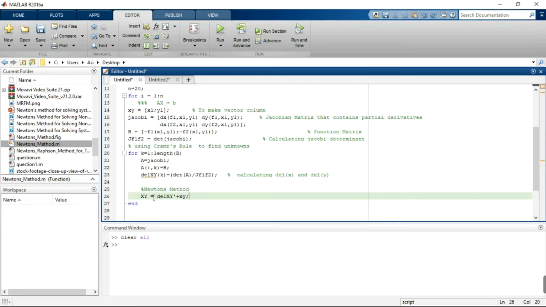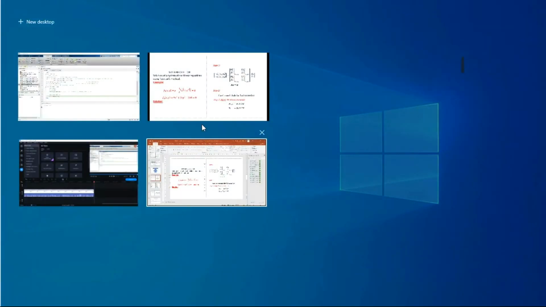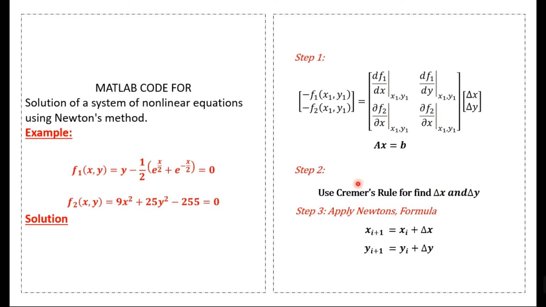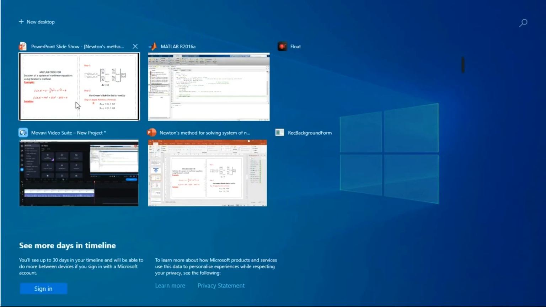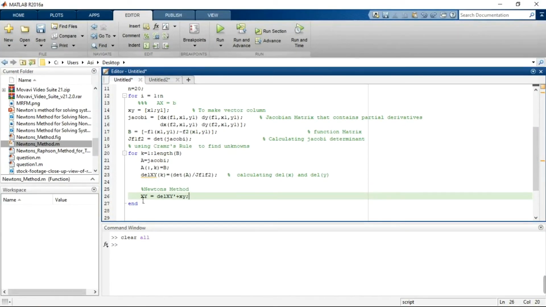Then we use Newton's method. When we calculate del x and del y, in step 3 we use Newton's method to calculate the new estimated solution. This will calculate the new estimated solution.